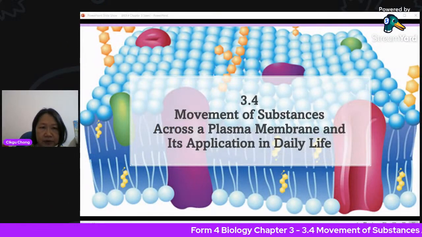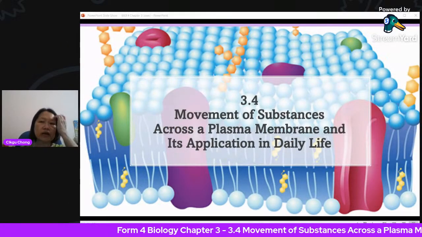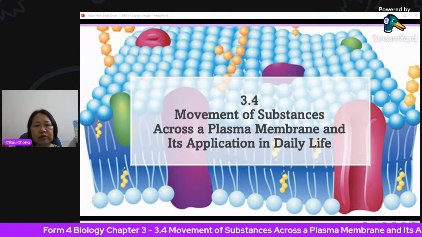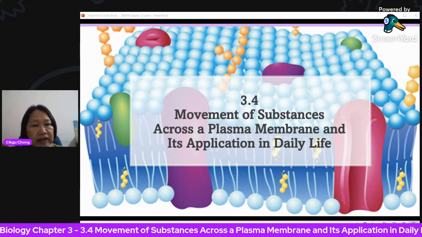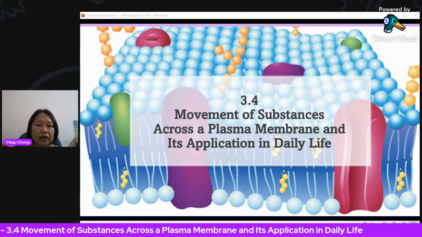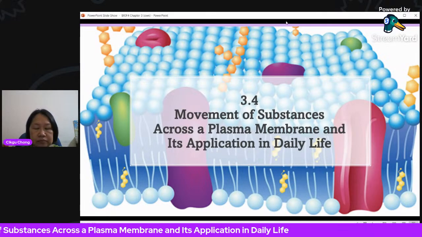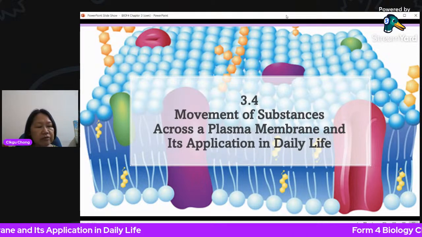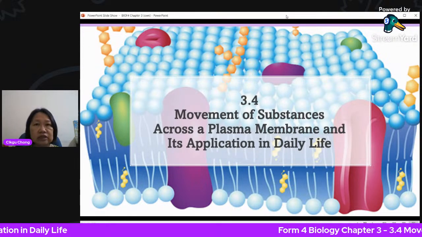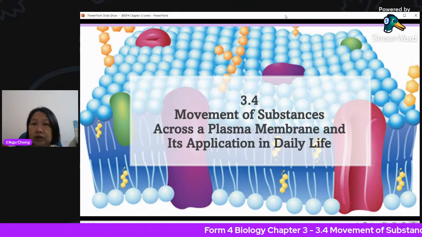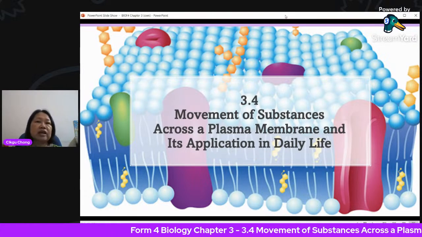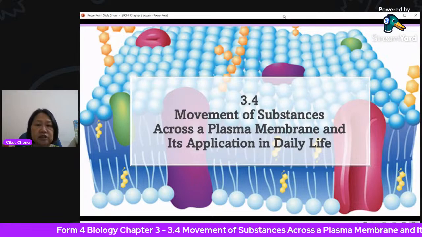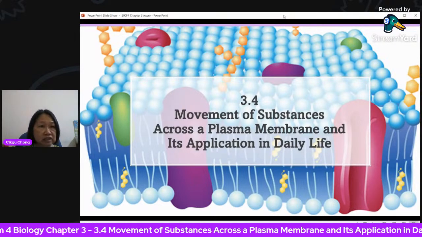So without further ado, I'm going to share screen. I hope you can see this. We are at 3.4, which is the movement of substances across the plasma membrane and its application in daily life. Actually, these processes of movement, whether osmosis, facilitated diffusion or active transport, are happening every day in our life. The application is very vast, so today I'm going to look at certain examples.